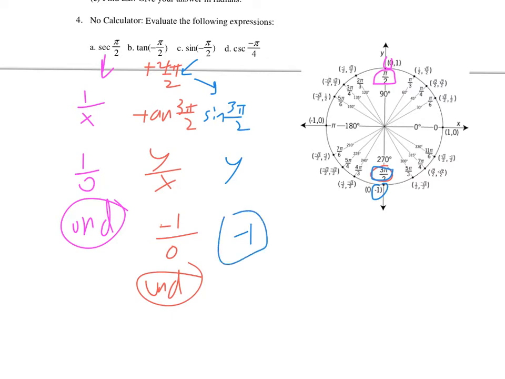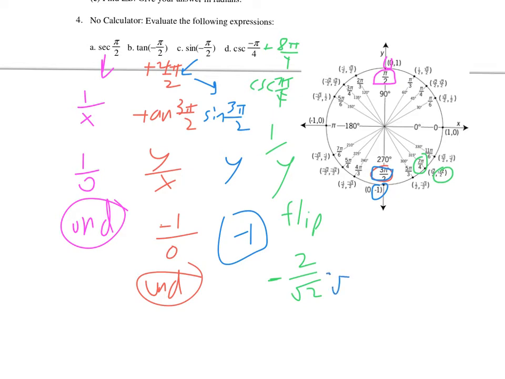Lastly, cosecant here, I'm going to add 8 pi over 4 to get the coterminal angle. So that's cosecant of 7 pi over 4. And so that's over here. And remember that cosecant is the reciprocal of sine, so it's 1 over y. Or actually, I'm just going to flip my y value. So it's going to be 2 over rad 2 with a negative out front, because that is negative right there in my y value. Most of the time, they're going to rationalize this denominator, so I'm going to multiply that by rad 2 over rad 2. It gives me negative 2 rad 2 over 2, which is just negative rad 2.